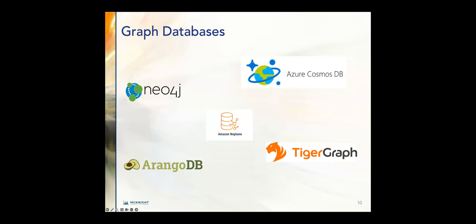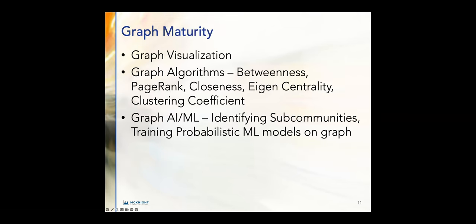And there are plenty of others too. You might be familiar with OrientDB, Titan, FlockDB, AllegroGraph, on and on. Most of them are RDF graphs. So your maturity, we'll see in the use cases, perhaps. The maturity model for graph databases looks something like this.